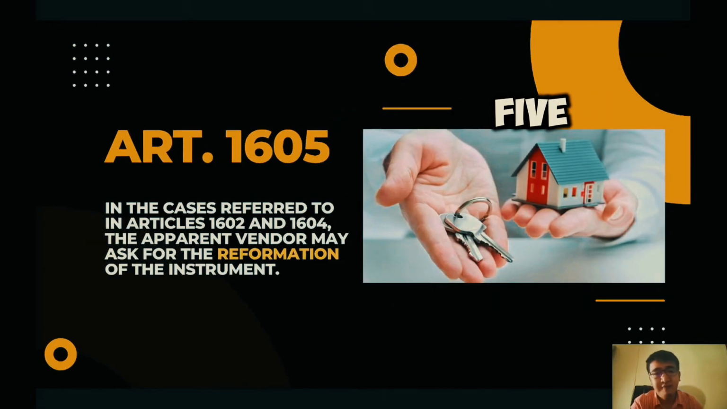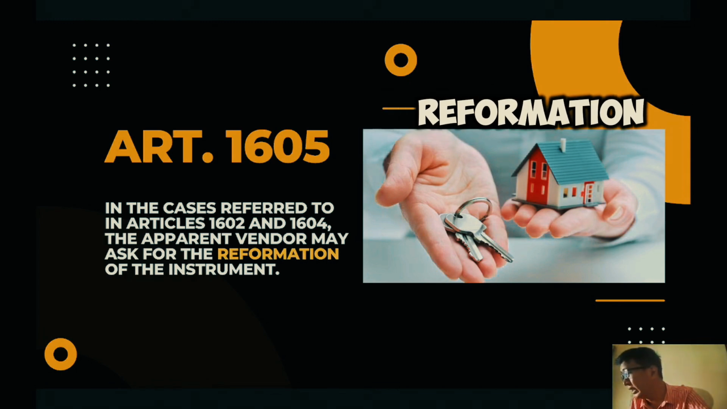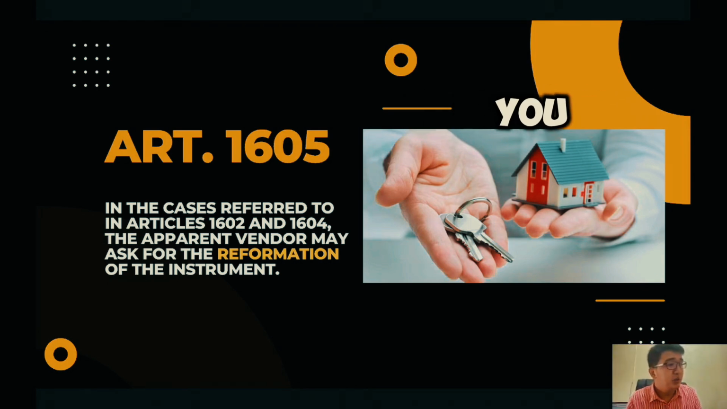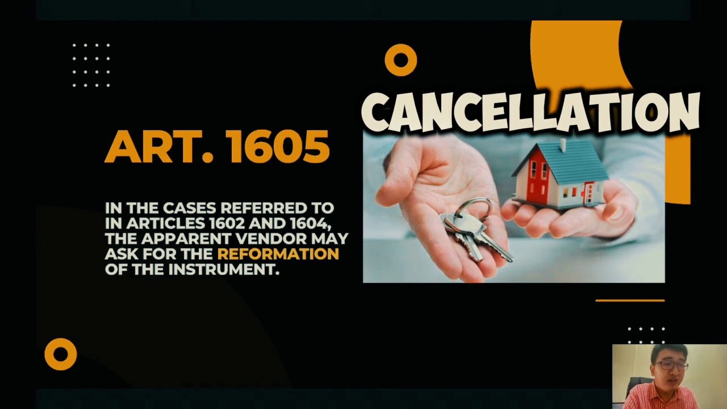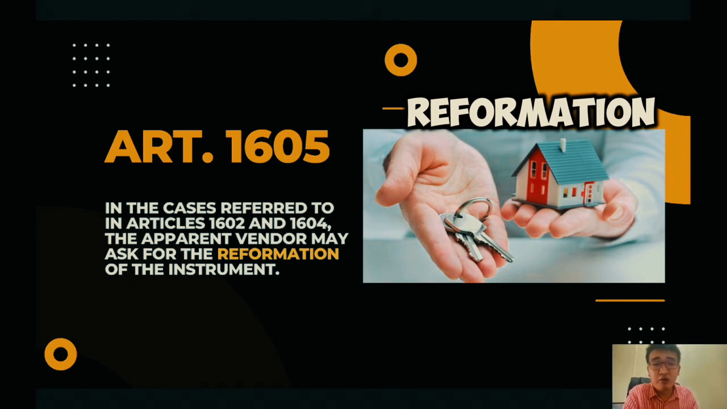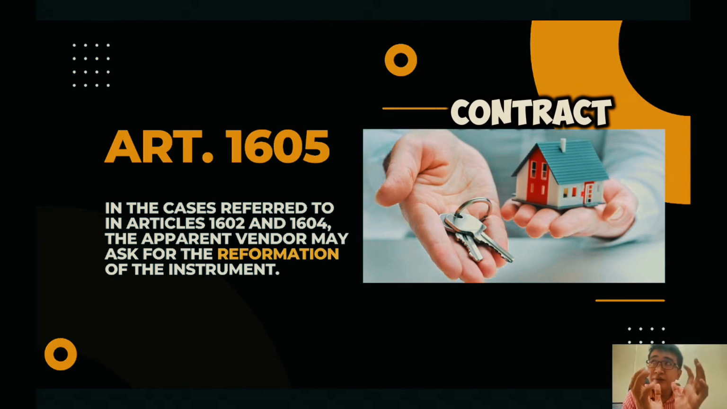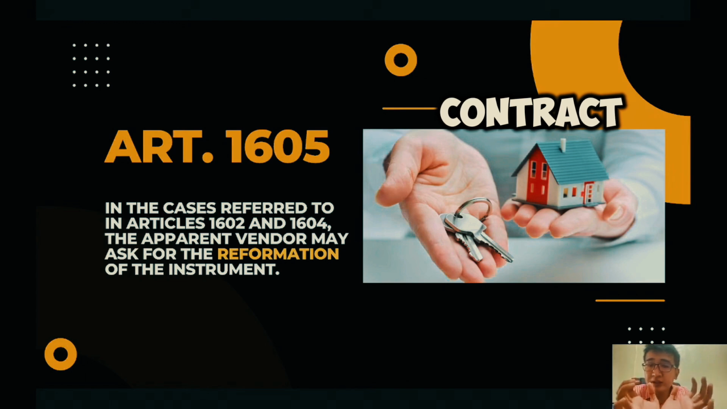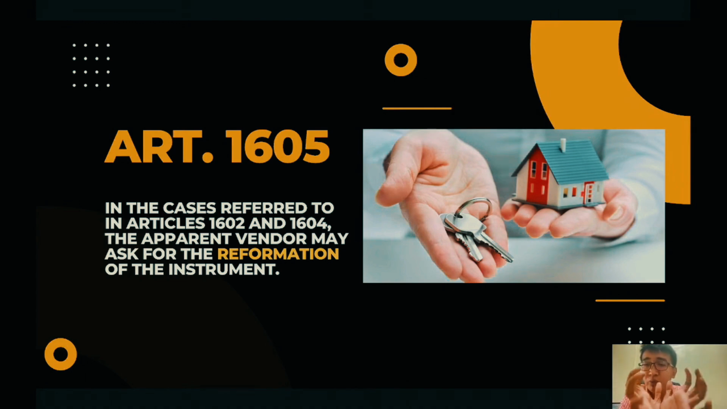Article 1605, in cases referred to in Article 1602 and 1604, the apparent vendor may ask, this is now the remedy of the seller. Okay, the seller may ask for the reformation of the contract, meaning you are to reform the contract to reveal the true intention of the parties. Okay, hindi siya rescission, cancellation, but reformation. Okay, ibig sabihin, the essential elements of the contract will stand, but it will stand according to the true intention of the parties.